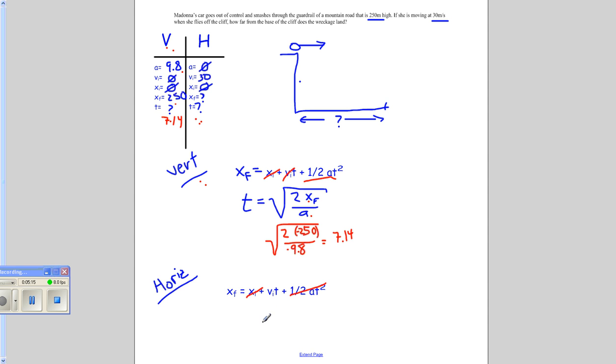So our velocity, horizontal VI, is 30. Horizontal t is the same thing as for both. Time is 7.14. All right, multiply that out, and you get your answer of 214.